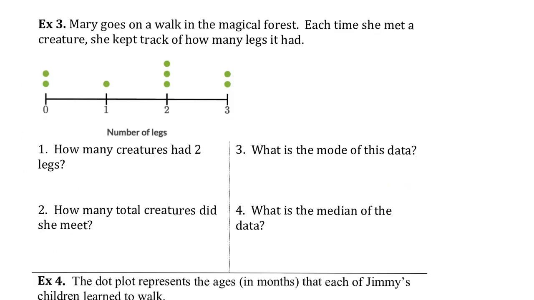Okay, now we're going to look at a dot plot, and then just make sure we can read it and find the data, the mean, median, and mode from the data. So this is Mary goes on a walk in the magical forest. Each time she met a creature, she kept track of how many legs it had.